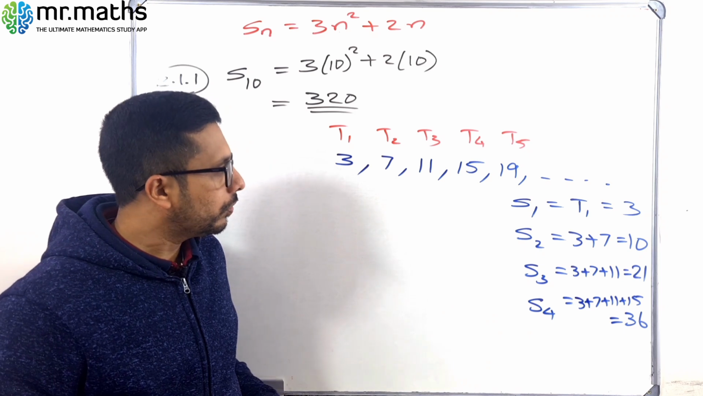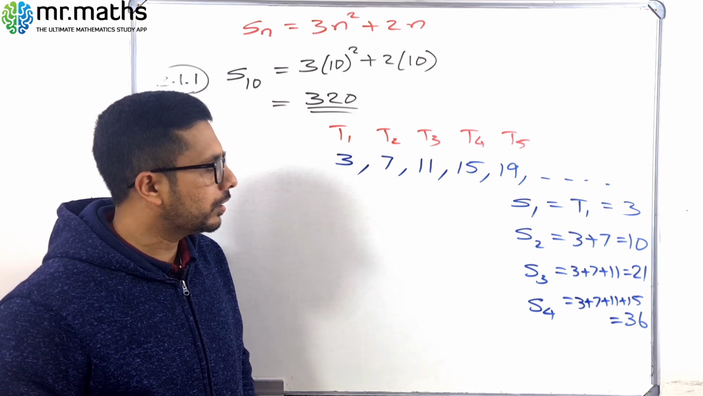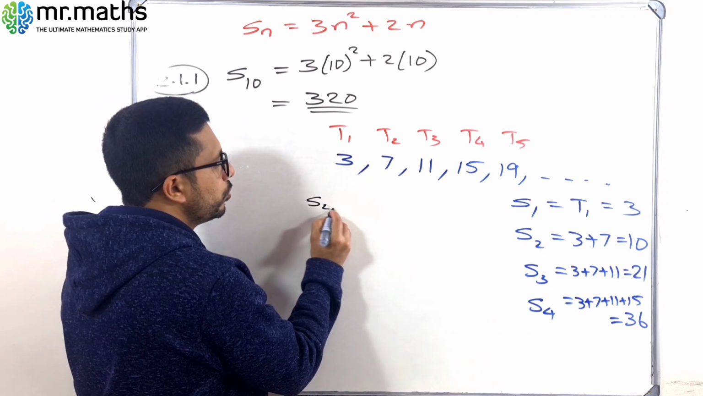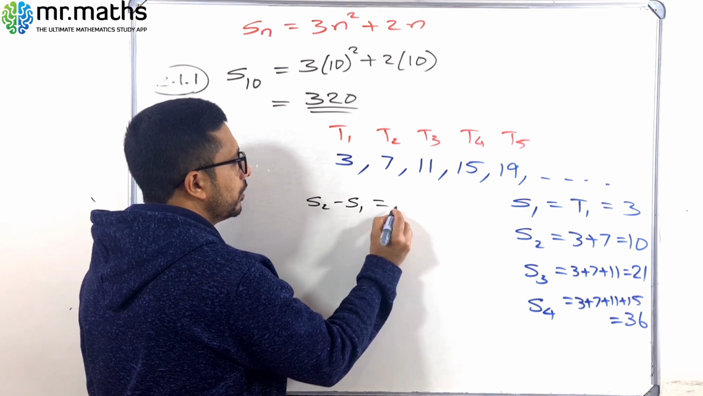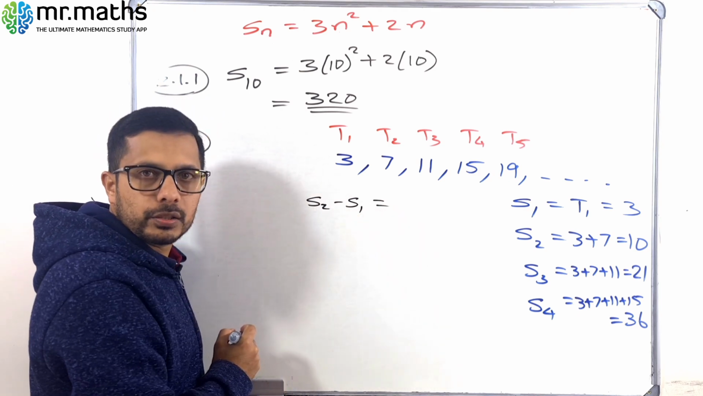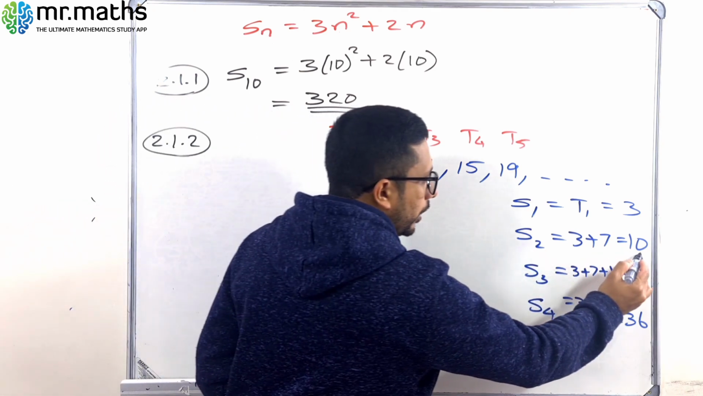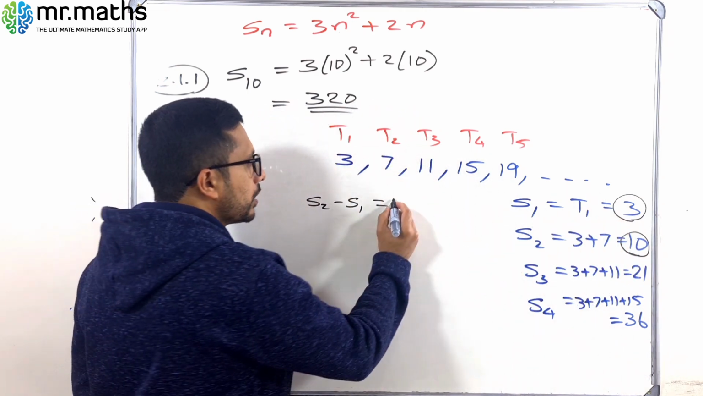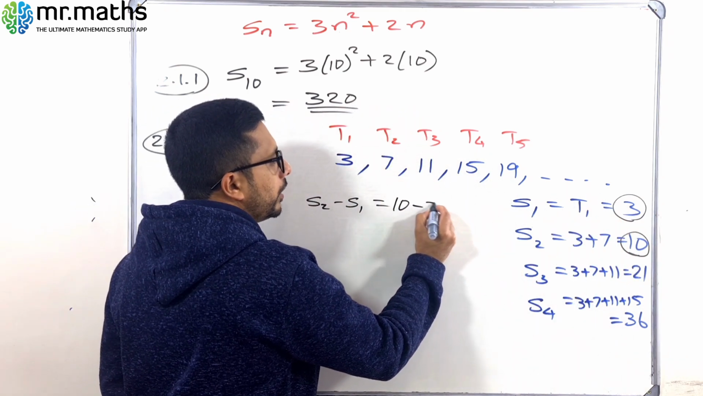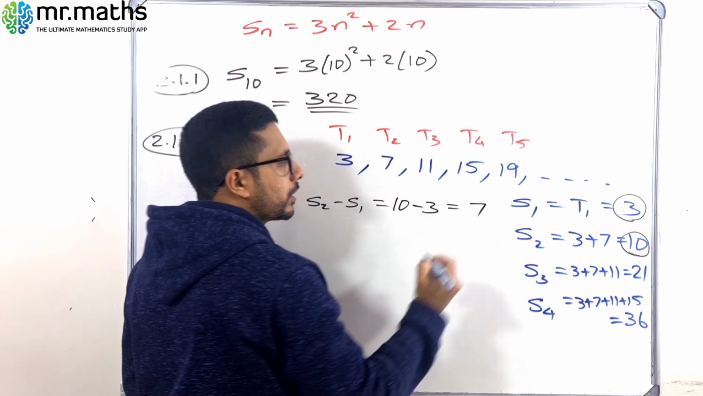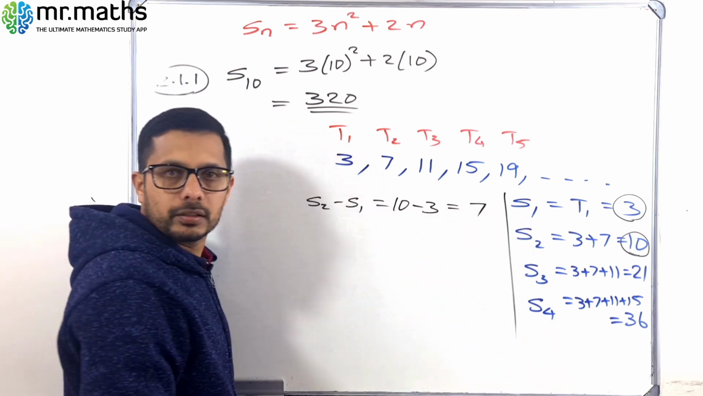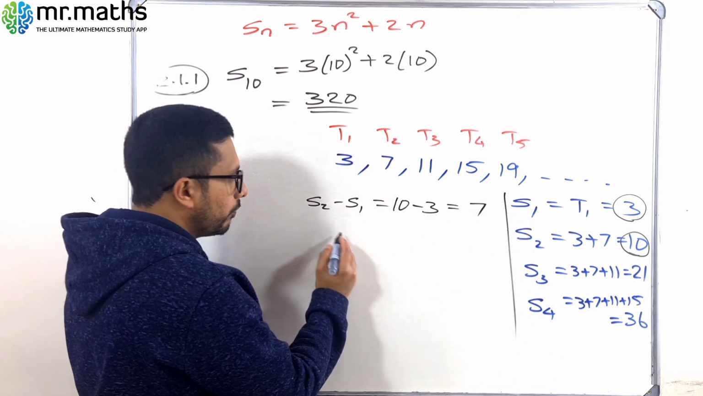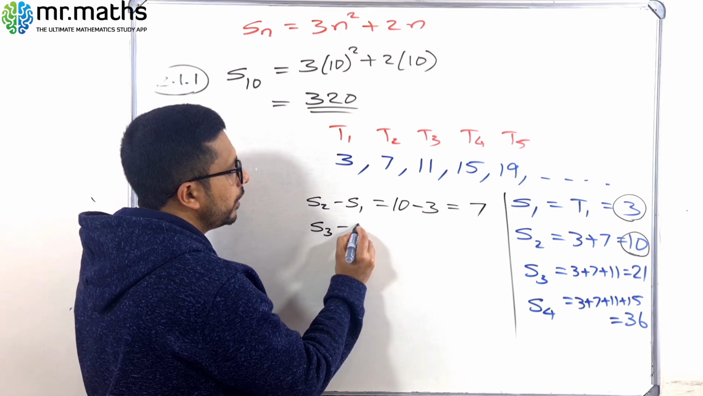Now let me check what is the answer of S2 minus S1. What is S2? S2 is 10. What is S1? 3. So 10 minus 3, what is the answer? It is 7. Am I right? Now I am going to check what is S3 minus S2.